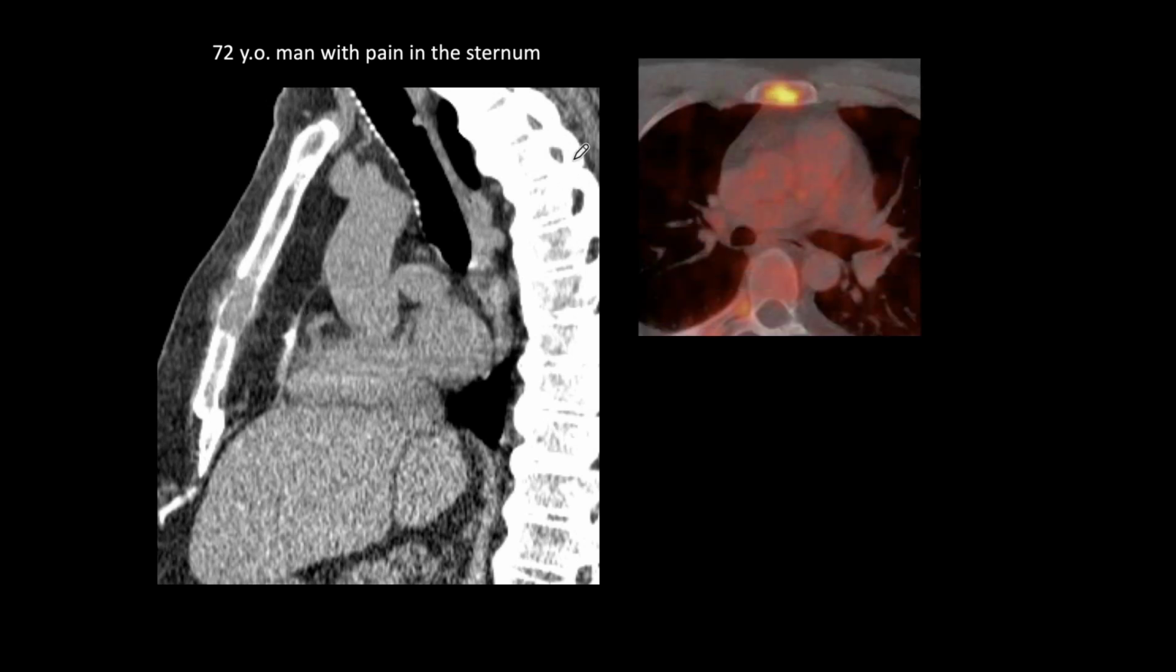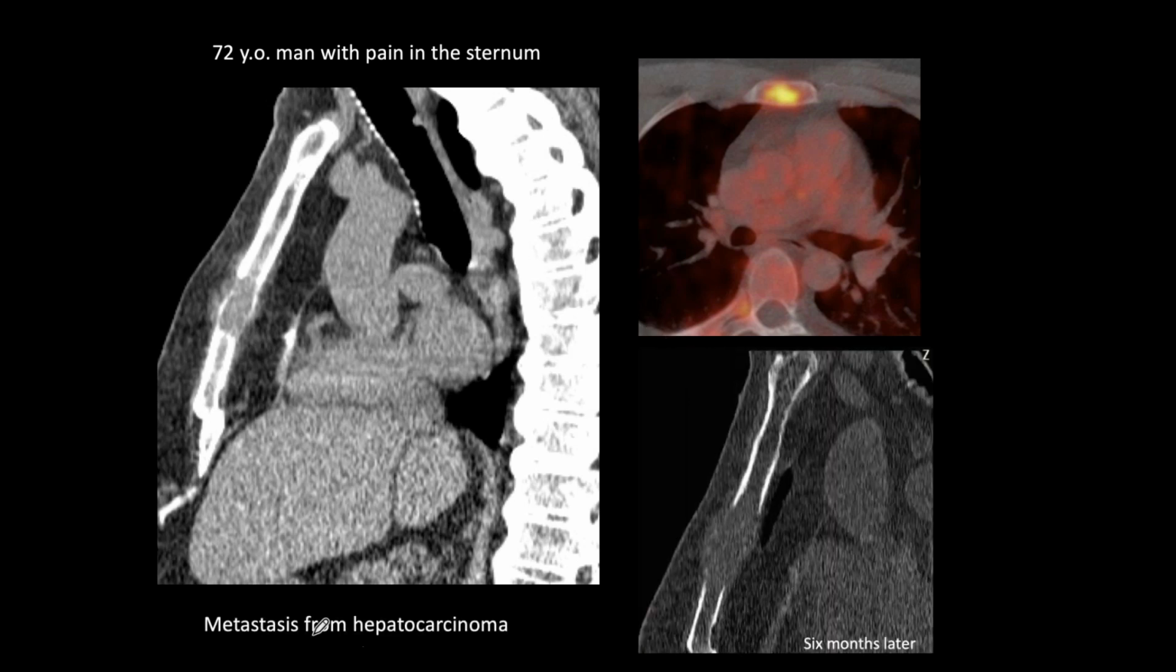Just to finish, a 72-year-old man with pain in the sternum. Normal chest film, no abnormalities. Then you have to take a CT. The CT shows a lytic lesion in the body of the sternum. PET CT shows high uptake in the area, and the patient was discovered to have a hepatocarcinoma, and this was a metastasis, which 6 months later has increased considerably.